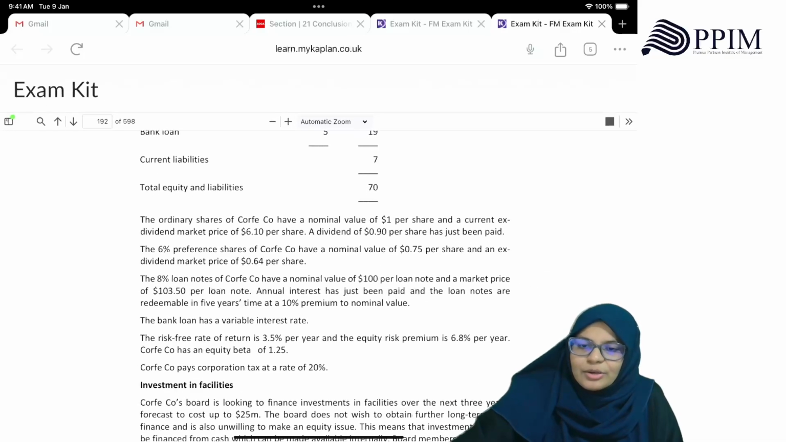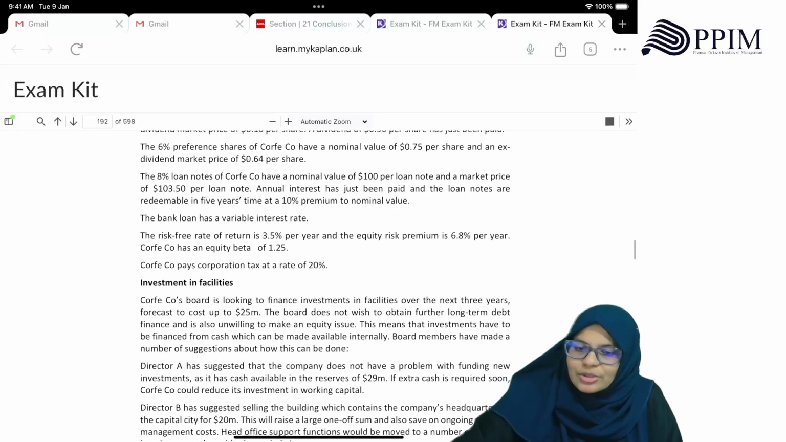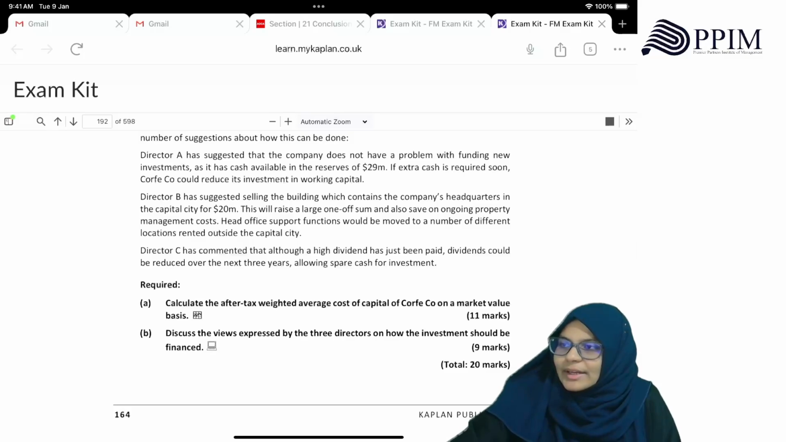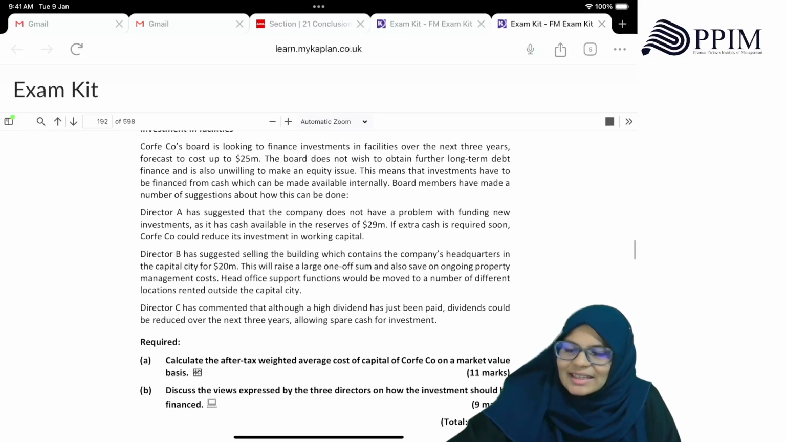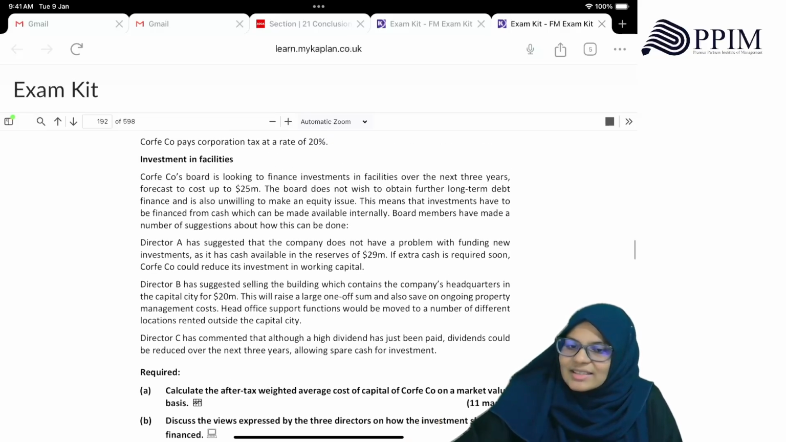Now, whatever you read in this paragraph is what you need for the A part, calculating the WACC. After that, this investment in facilities is clearly something they're asking in B, so we don't have to read that and confuse ourselves. Let's first finish off the WACC and then we'll come to this discussion, because the discussion is entirely theory based, and whatever we need is there in this second set, in this investment in facilities section, right?